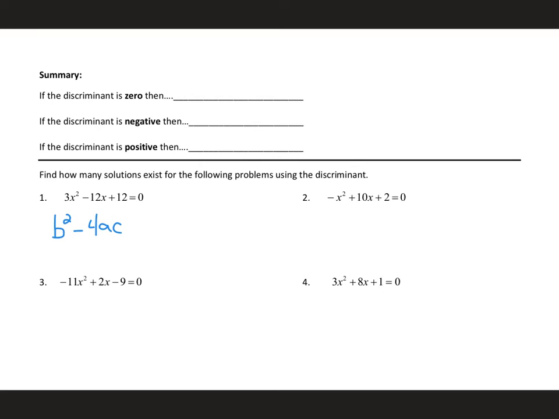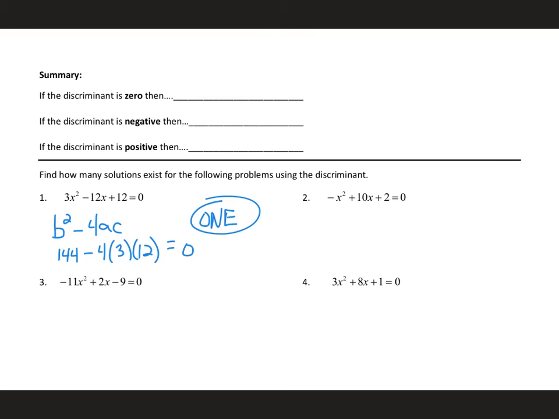Okay, b is negative 12. I'm going to do this mentally. Negative 12 squared is 144. Minus 4 times a, which is 3, times c, which is 12. So 4 times 3 is 12. 12 times 12 is 144. We have 144 minus 144. That's 0. And therefore there is 1 solution to number 1.